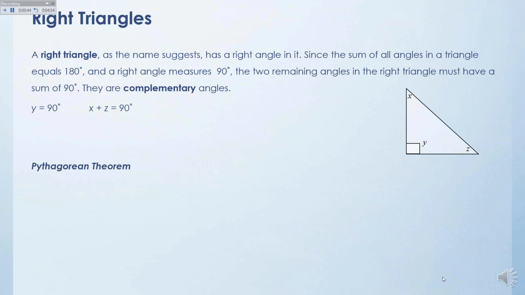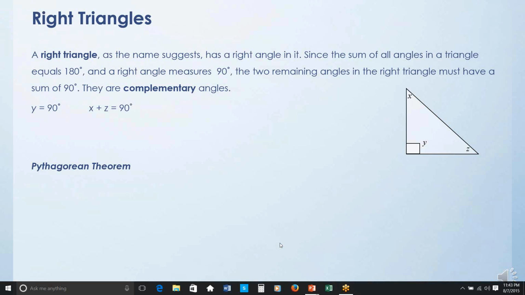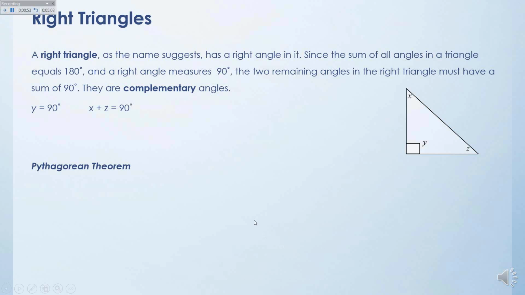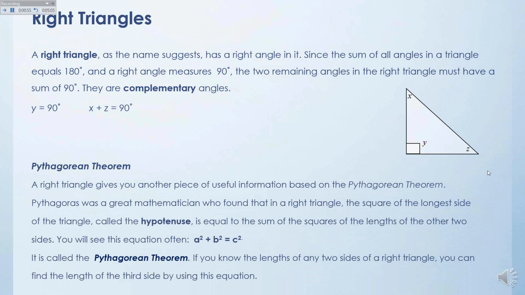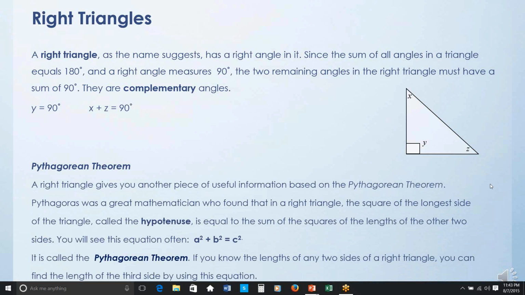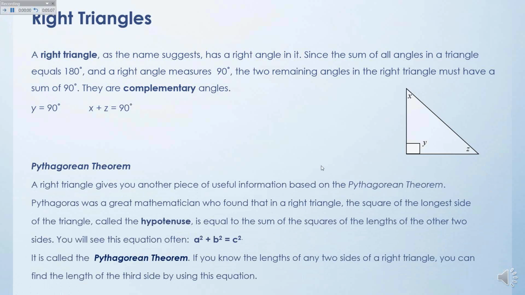Then we have the Pythagorean theorem, which you already know about. With the Pythagorean theorem, we have a right triangle, and remember it says that we've got this formula, a squared plus b squared equals c squared. So if this were a squared, b squared, c squared would always be your hypotenuse.